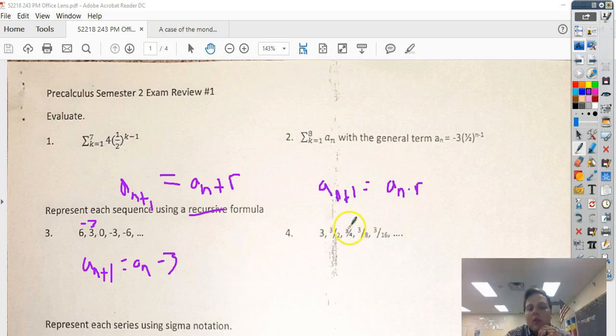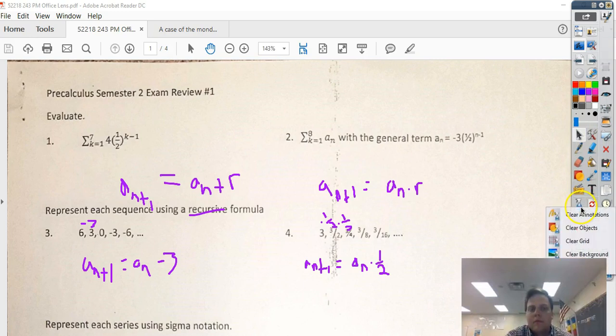Okay, so let's go look at number 4. 3, 3 halves, 3 fourths, 3 eighths, 3 sixteenths. Well, what am I doing each time? I'm multiplying by 1/2 each time. So then I can say that a sub n plus 1 is equal to a sub n times 1/2. All right. Moving on to our next problem.